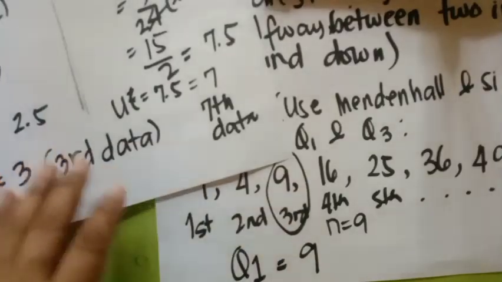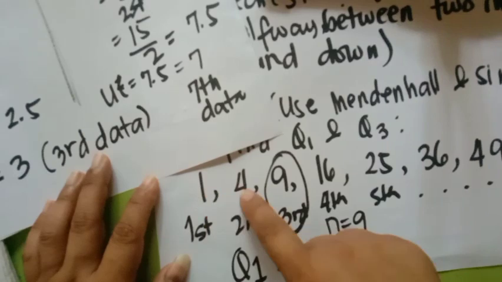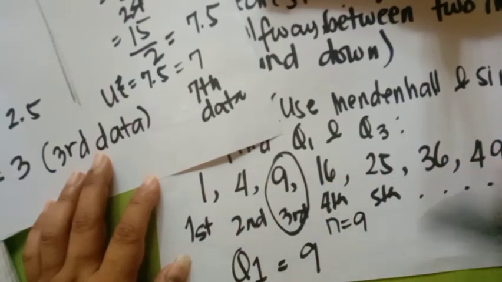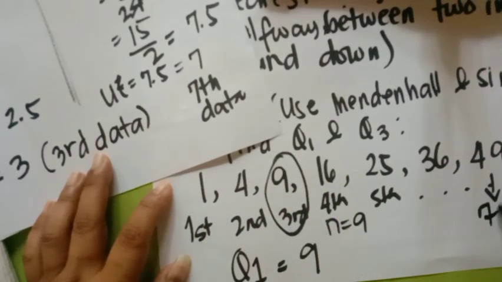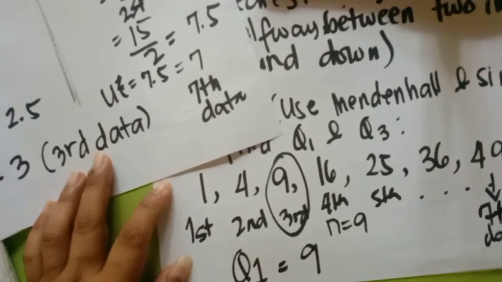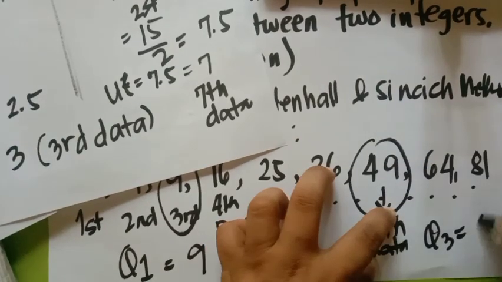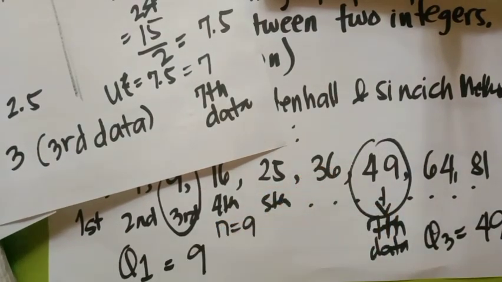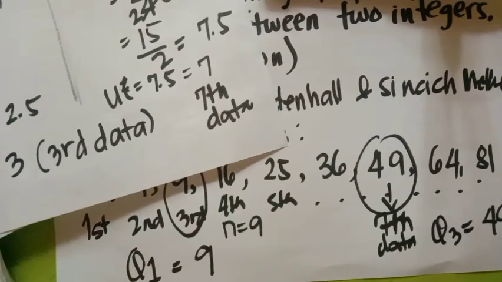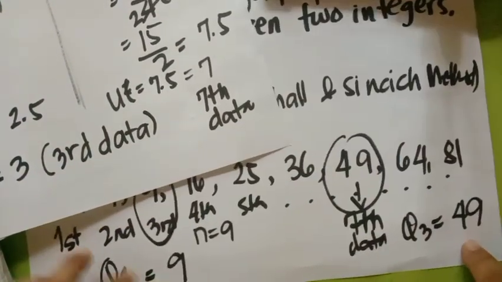How about the seventh data, yung U na nakuha natin? So, 1, 2, first, second, third, fourth, fifth, sixth, seventh. This is the seventh data. So, therefore, ang ating Q3 is equal to 49. So, Q1 is equal to 9 and Q3 is equal to 49.